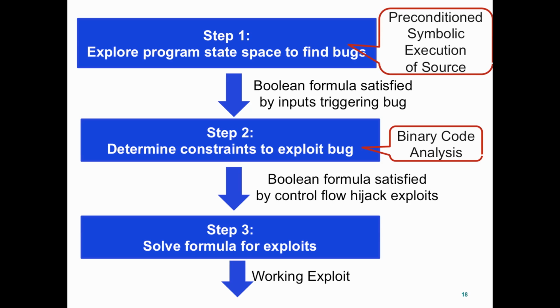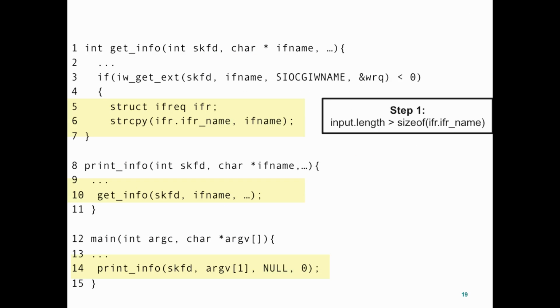After we determine that there's a bug using preconditioned symbolic execution, we do binary code analysis to determine what are the constraints necessary to exploit it. And we have a whole host of techniques to do this. So let me show you how it works on our running example.